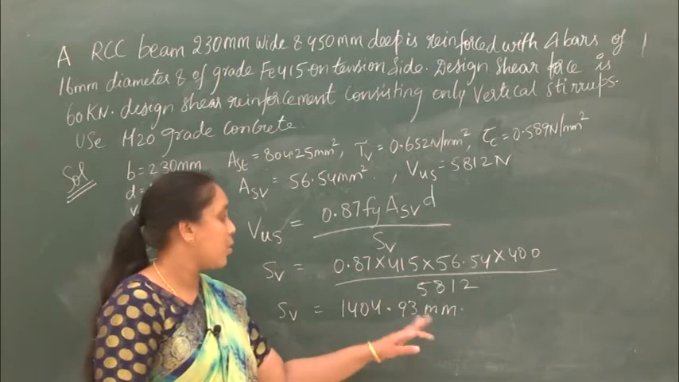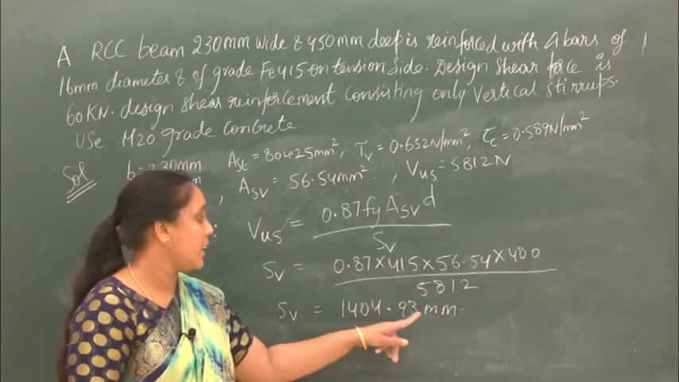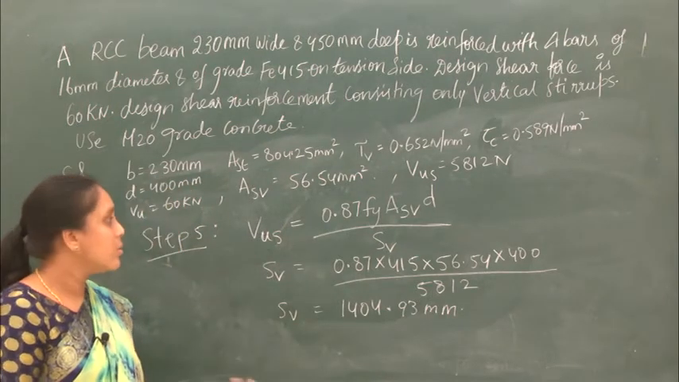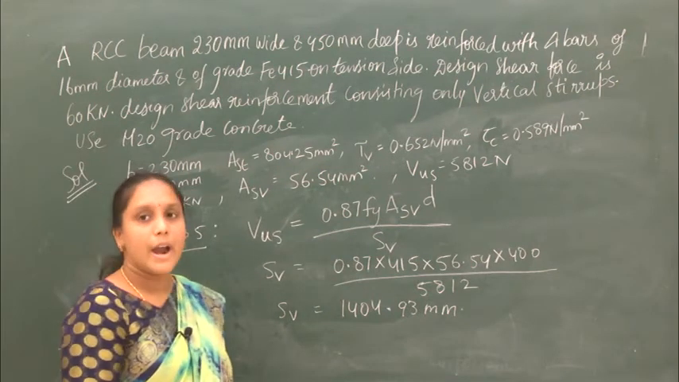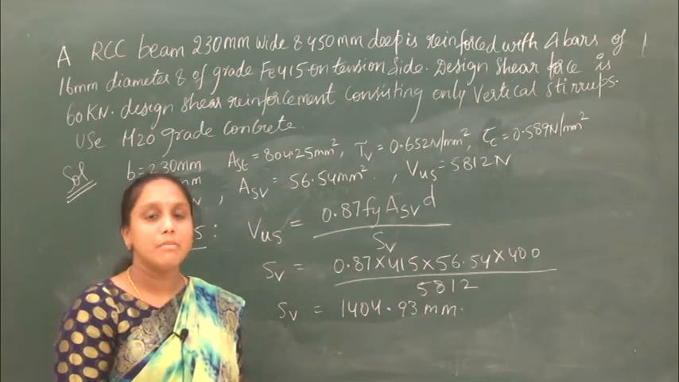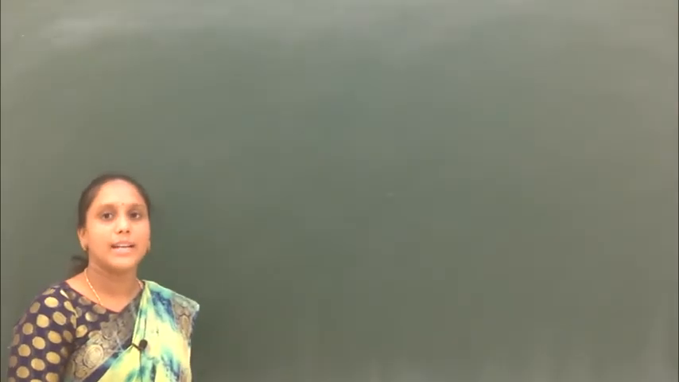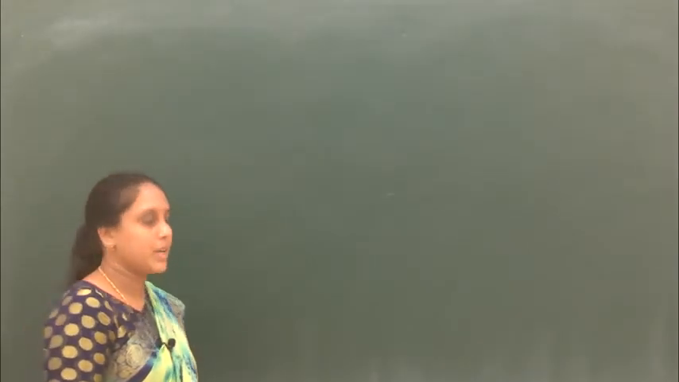So you are going to get a value of 1404.93. Now we have got this. So this is the case 1. So what is the next? The second case is we have to find out what is the minimum spacing required. So now we have to calculate the spacing from minimum shear reinforcement.